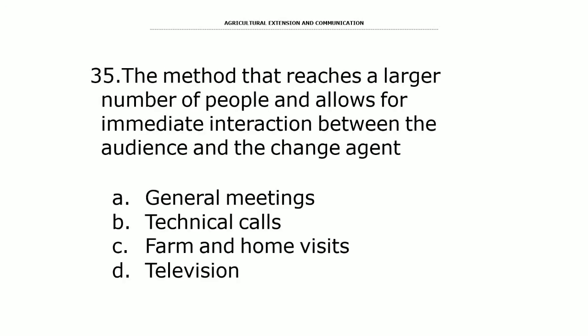Number 35. The method that reaches a larger number of people and allows for immediate interaction between the audience and the change agent. A. General meetings. B. Technical calls. C. Farm and home visits. Or D. Television. The answer is technical calls.